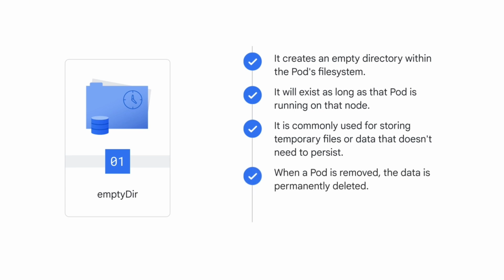When a pod is removed from a node for any reason, the data in the empty dir is permanently deleted. However, if a container crashes, that event will not cause a pod to be removed from a node. This means the data in the empty dir volume will remain safe.